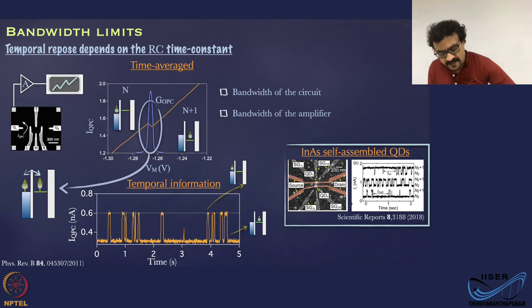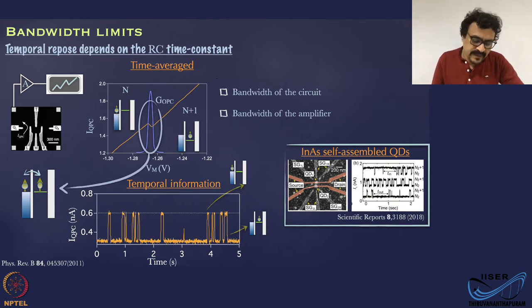Okay, now here in this case, we have already discussed this. What you have is a quantum point contact charge detector and a gated quantum dot here, where you have a quantum dot and a quantum point contact that will exhibit a step-like feature whenever there is a charge motion or a charging or discharging event in the nearby quantum dot.